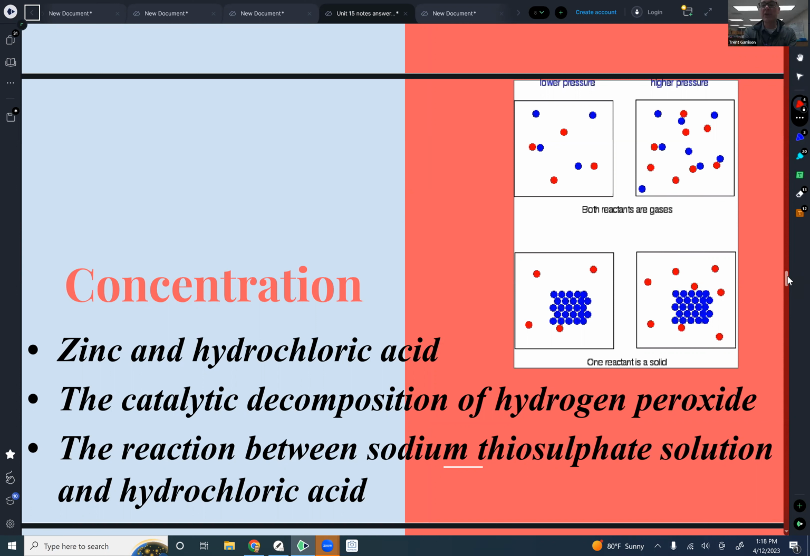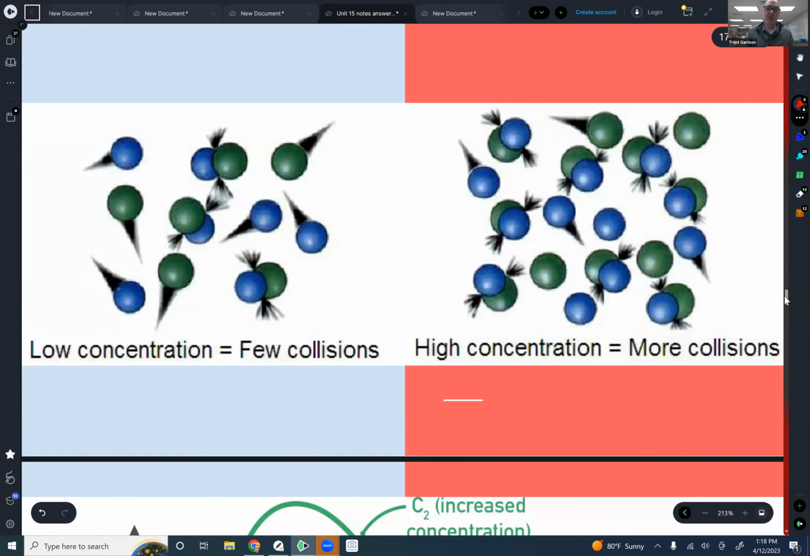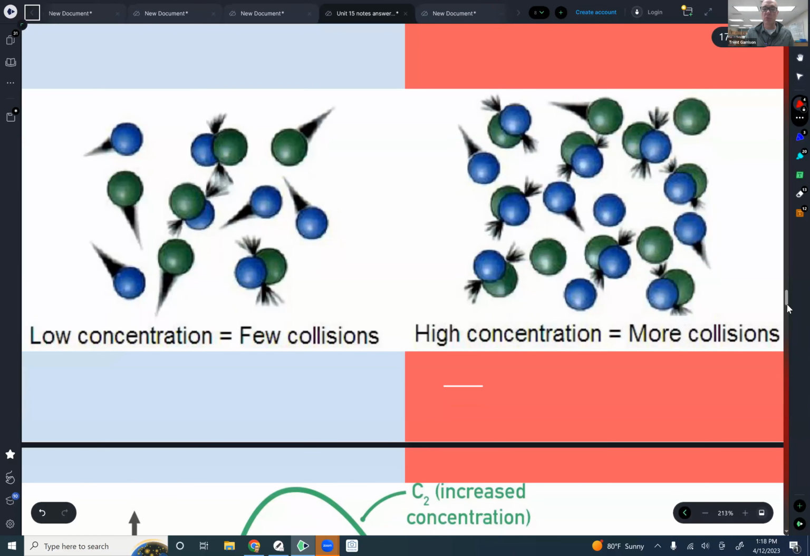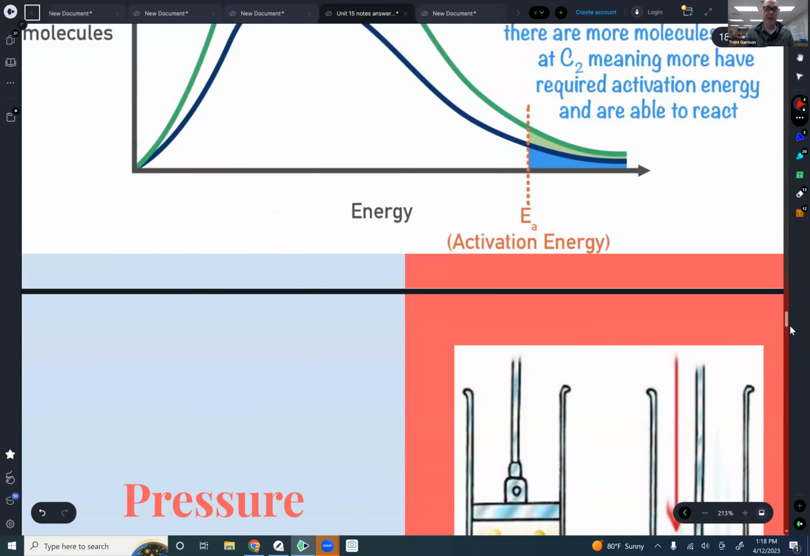Going left to right, if I add more blues, I get more reaction. If I add more reds, I get more reaction faster because they can attack the particles. And that's what you're seeing here: if I increase the number of blue particles, there's more available for the greens to attach. And so you have more collisions and you have a faster speed. Again, if we increase the number of particles up to that green line, the activation energy stays the same, but the number of particles has increased. The shaded green is larger than the shaded blue area.